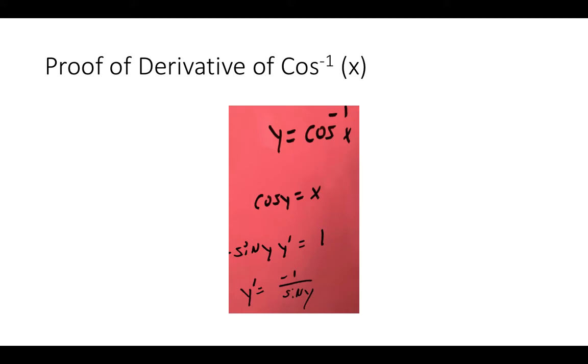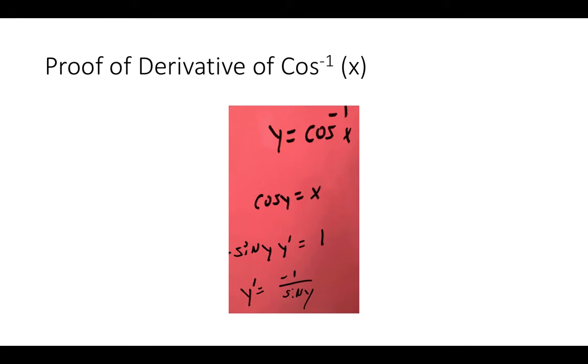So what I like to do is take cosine on both sides. So this would cancel this inverse cosine out, and we'll add a cosine over here. So now we're left with cosine of y is equal to x. Next, we're going to take the derivative with respect to x. The derivative of x is going to be 1. But the derivative of cosine is going to be negative sine. And because we're doing it with respect to x, we have to take the derivative of the y component, which is going to be y prime. And this is what we're trying to solve for. y prime is the derivative of the inverse cosine function.